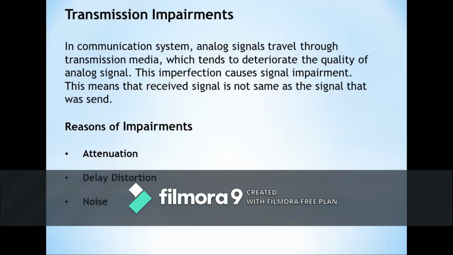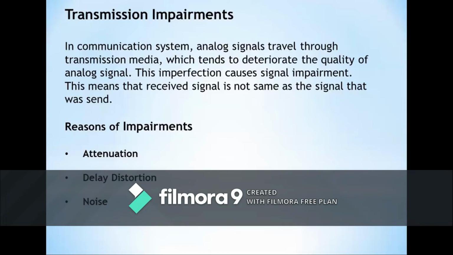Next is noise. When the data travels over the transmission medium, noise gets added to it. Noise is a major limiting factor in the communication system performance. Noise can be categorized into four types. First is thermal noise, second is intermodulation noise, third is crosstalk, and fourth is impulse noise.